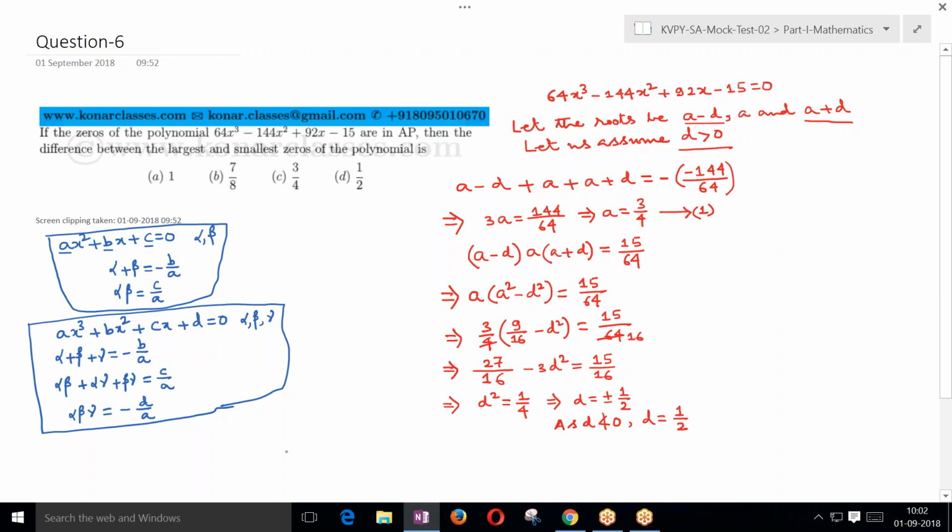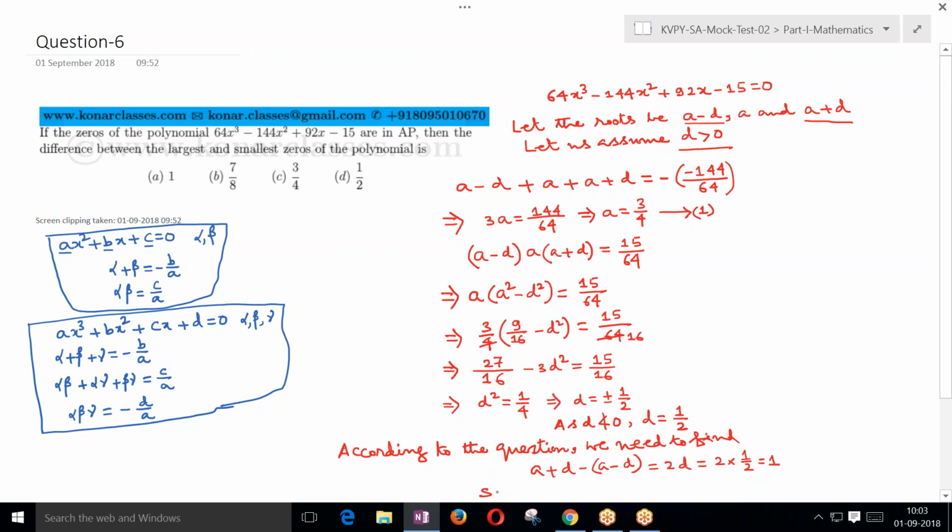Now according to the question, what do you need to find? We need to find a plus d minus of a minus d. That is equal to 2 into d. 2 into d means 2 into 1 by 2, that is equal to 1. So we get the correct option as A.